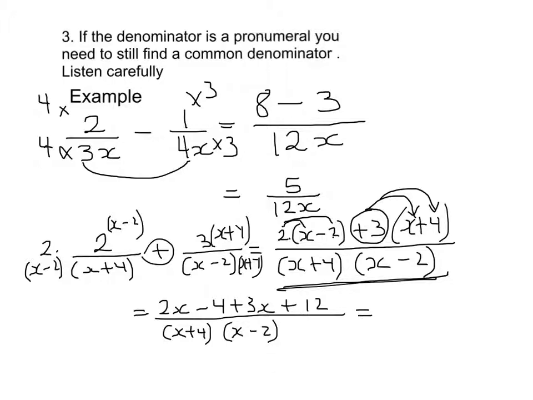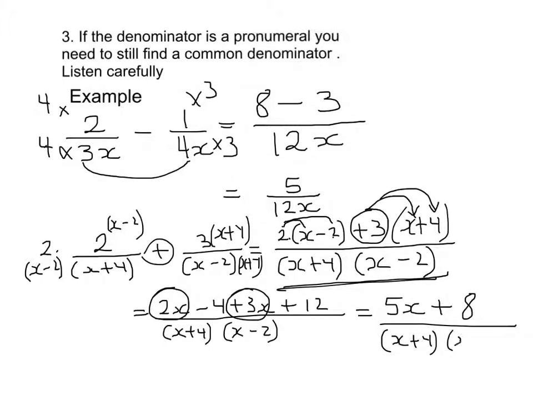Then finally, we collect like terms. 2x plus 3x is 5x. And then minus 4 plus 12 is 8. Over, and I keep the denominator, x plus 4 and x minus 2. Now, that's my final answer. I don't do anything else. Now, I just keep it like that.